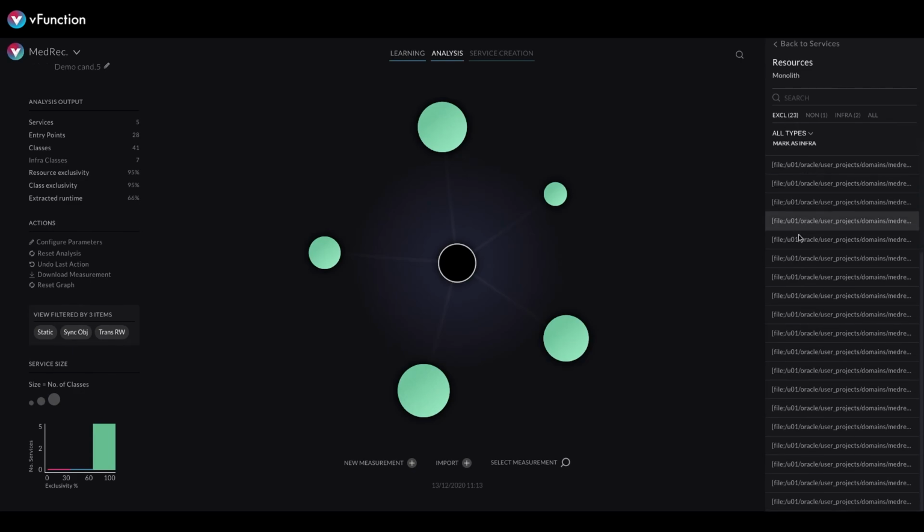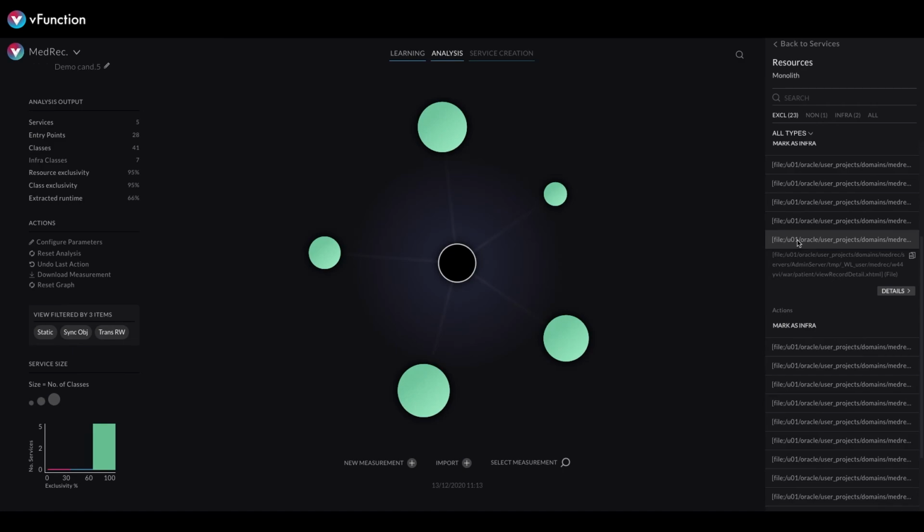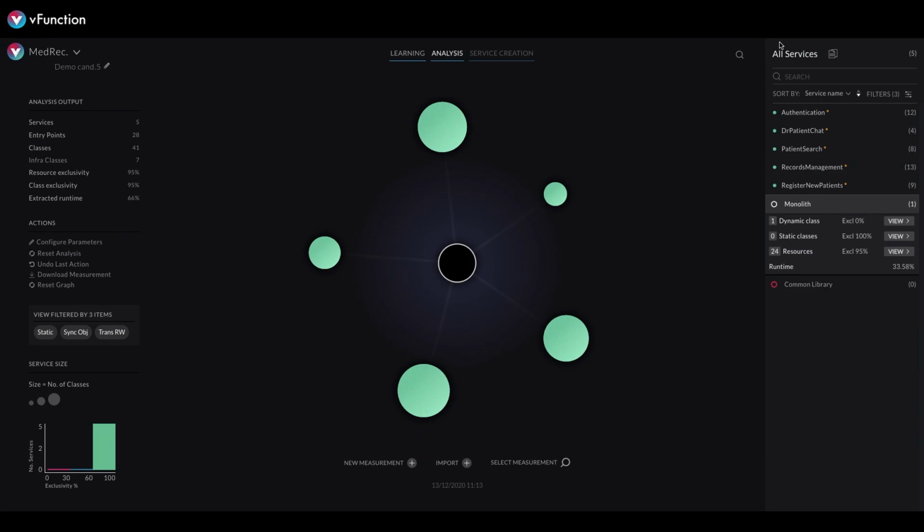This concludes our analysis for MedRec. In this relatively simple example, we showed how the monolith can be split into 5 microservices with high exclusivity. We already identified some of the refactoring, which we will need to do once the code is separated. We will show that and more in the next phase, which is about service extraction.